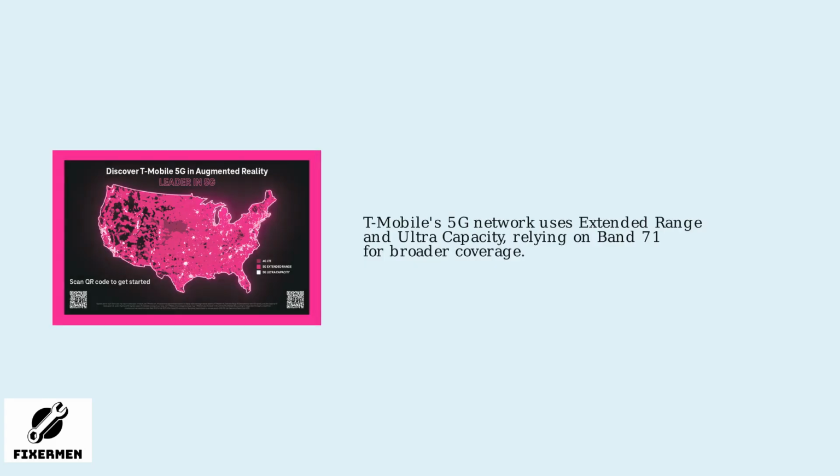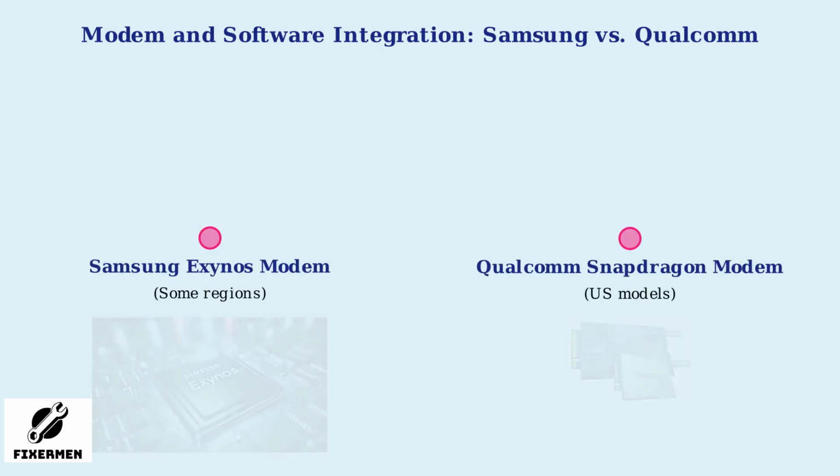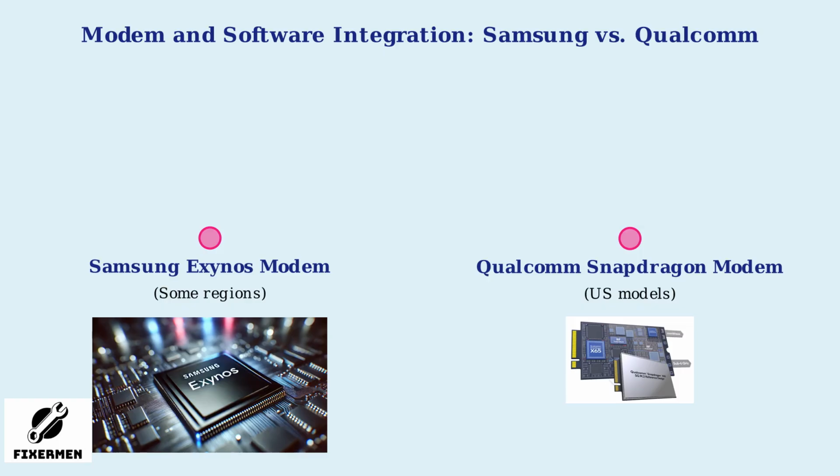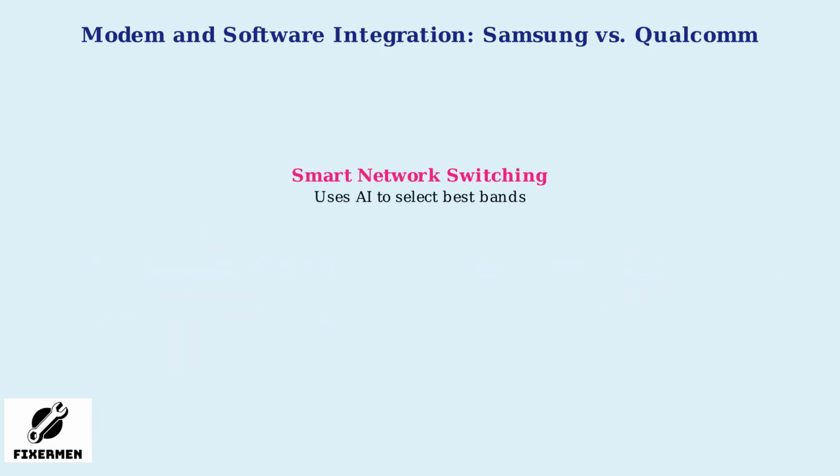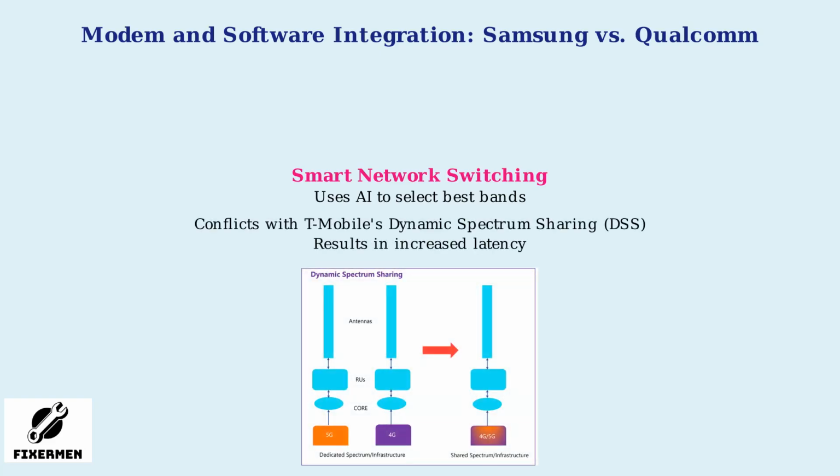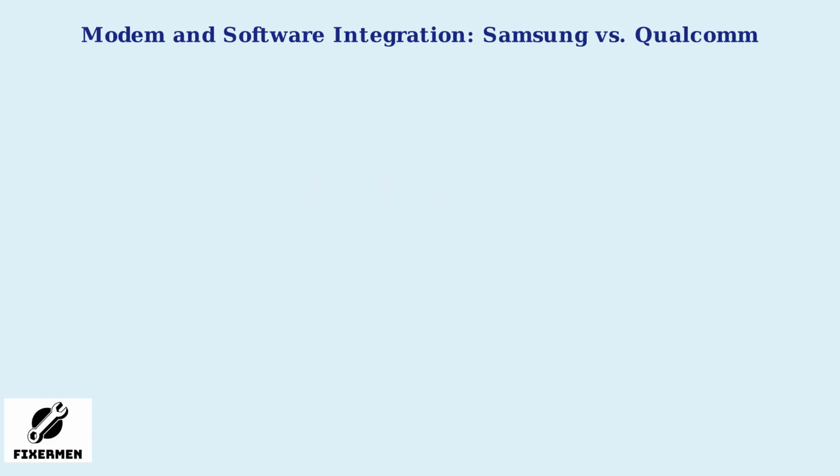The Galaxy S25 uses either Samsung's Exynos modem in some regions or Qualcomm's Snapdragon modem, typically in US models. Historically, Exynos modems have faced challenges with T-Mobile's network optimizations compared to Qualcomm. Samsung's smart network switching feature uses AI to select the best bands for connectivity. However, this can conflict with T-Mobile's dynamic spectrum sharing configurations, leading to increased latency.